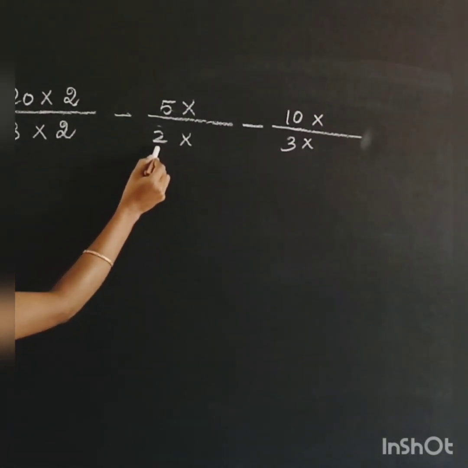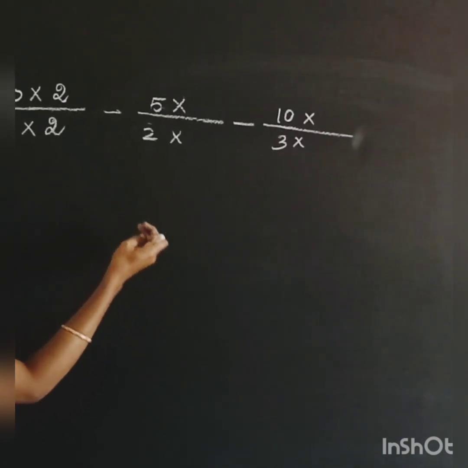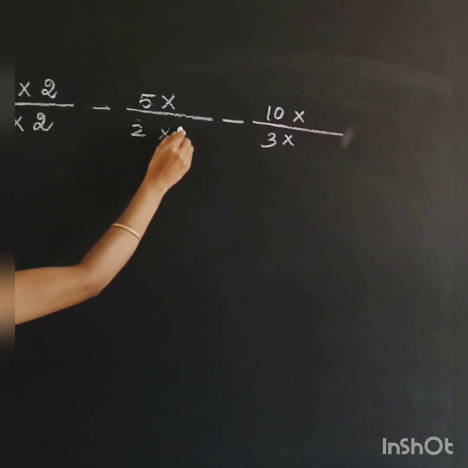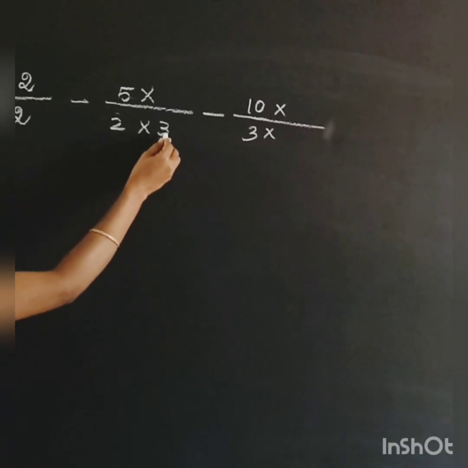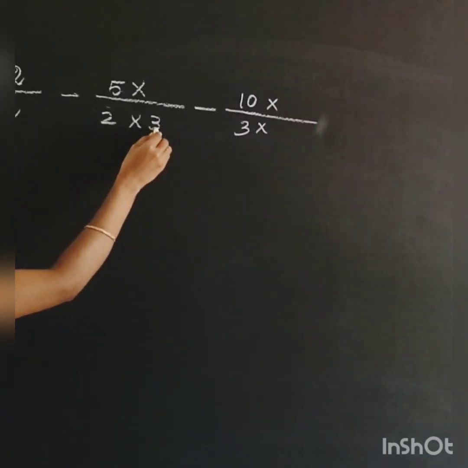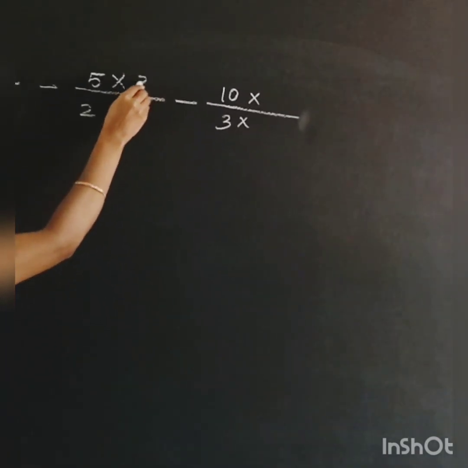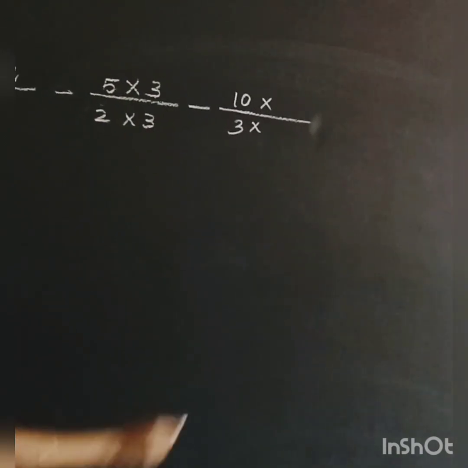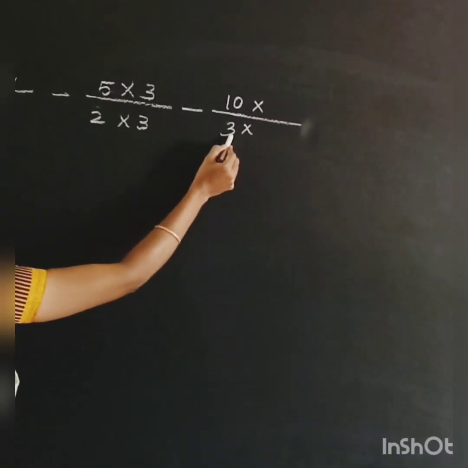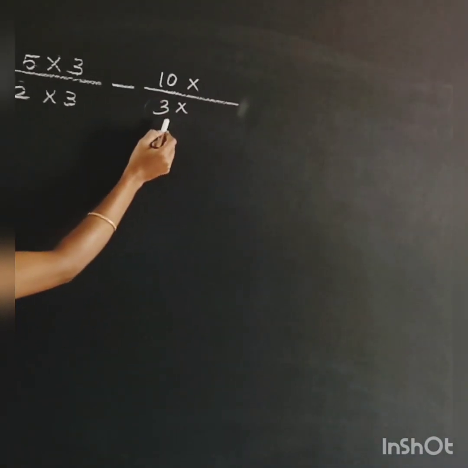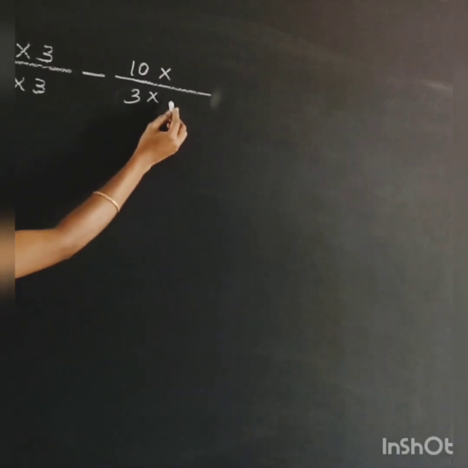In the 2 table, how many times? 1 2 is 2, 2 2s are 4, 3 2s are 6. Same multiplication of the denominator, you have to multiply by the numerator also, 3. And see the next fraction, the denominator is 3. We changed it to 6.